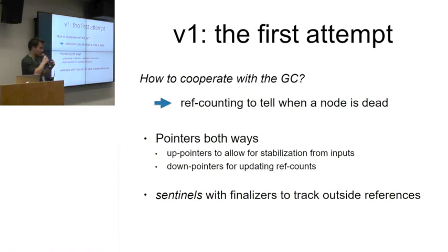Sentinels are the thing that you give out to your user. Whenever your user wants to look at an incremental thing, it doesn't actually get the incremental node. It gets a sentinel, which acts as a proxy into the incremental node. Then when the sentinel gets collected, because the garbage collector realizes no one needs it, you can attach a finalizer and clean up the rest of your graph.